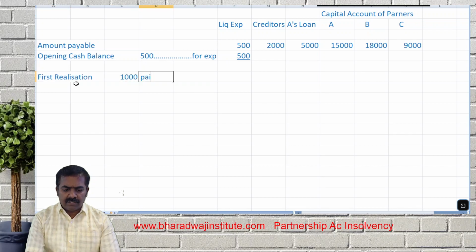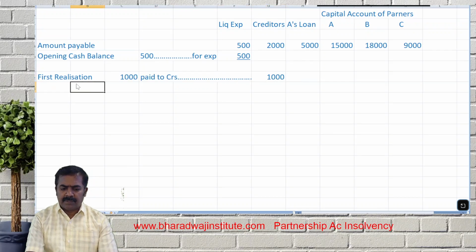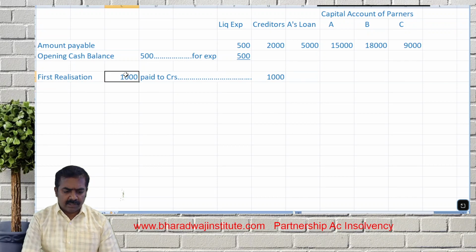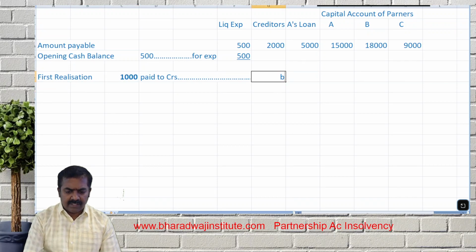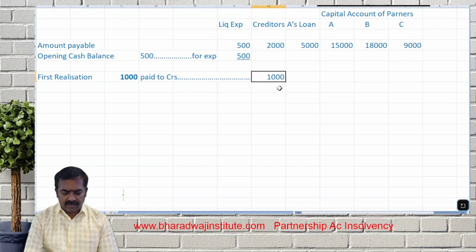1,000 will be paid to creditors. So pay the creditors. How much will you pay? Pay 1,000 to creditors. This 1,000 is paid to whom? Creditors. Any doubt in it?